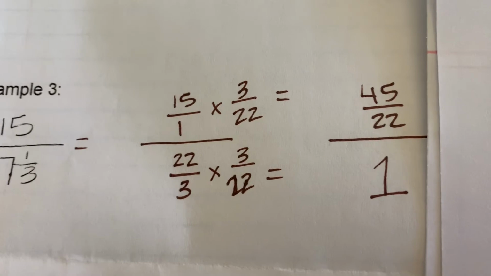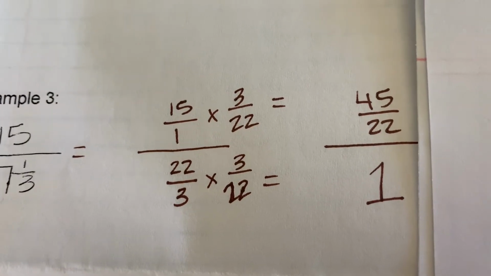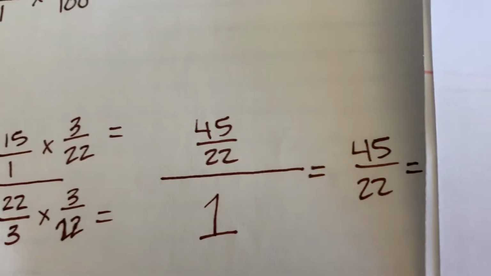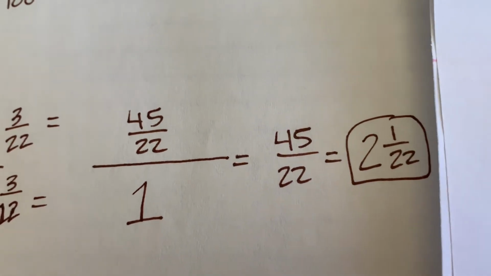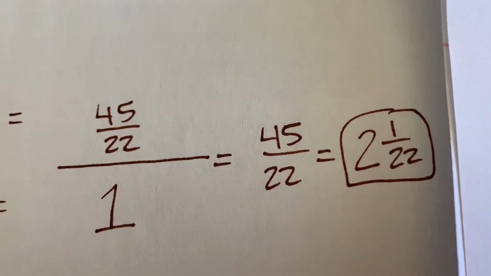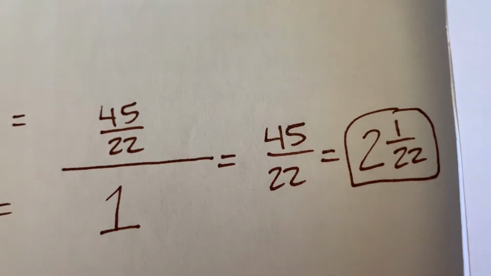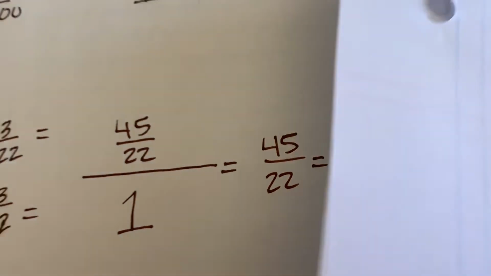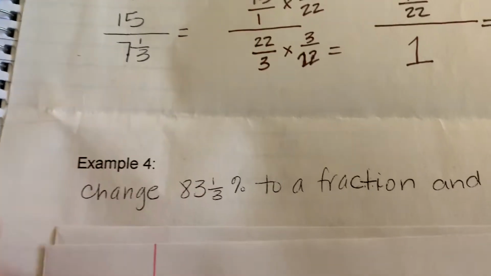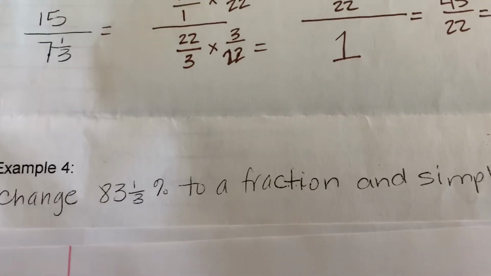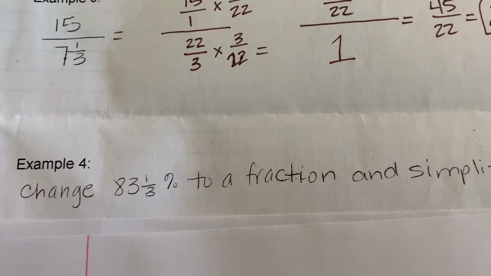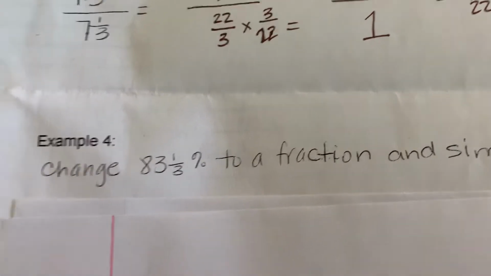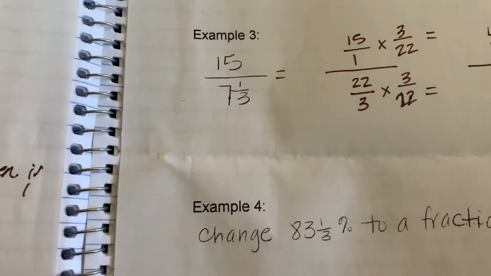And I end up with 45 over 22 divided by 1. And if I were to keep going and reduce, which I do need to reduce, I get 2 1/22. Okay. So down here, this talks about a fraction. So we're going to change 83 1/3% to a fraction and simplify. Okay, so what does that look like?